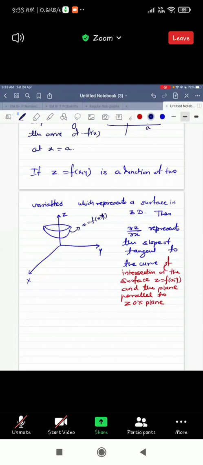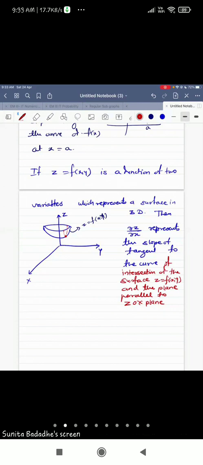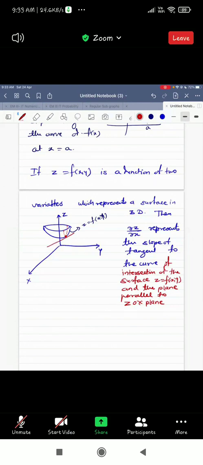So you get, suppose this, and you are cutting it with a plane, so such kind of intersection, right? So this is the intersection curve. Now to find the slope of tangent, the partial derivative ∂z/∂x is the slope of the tangent. It is a curve obtained by taking the intersection of the surface with the plane.